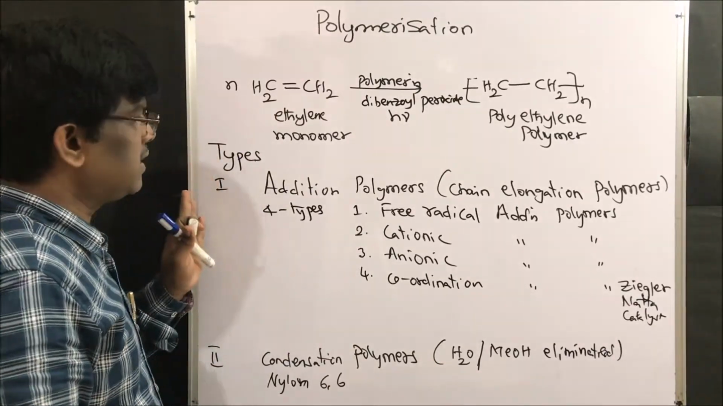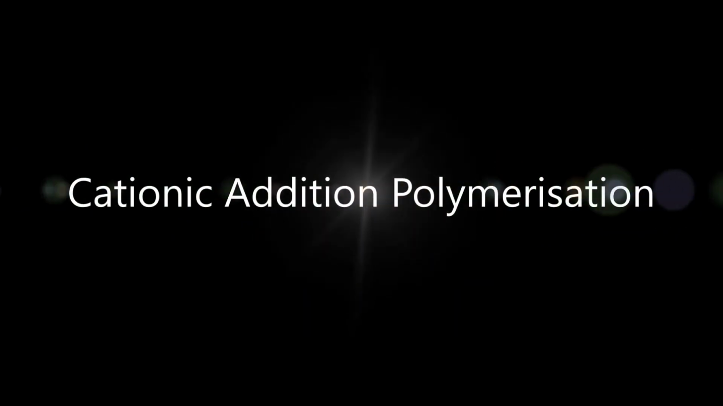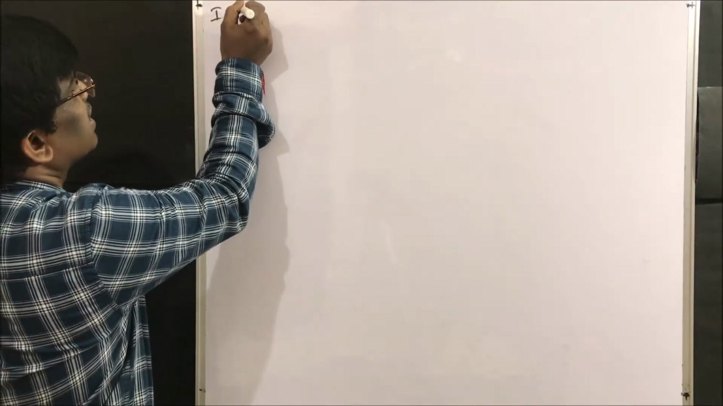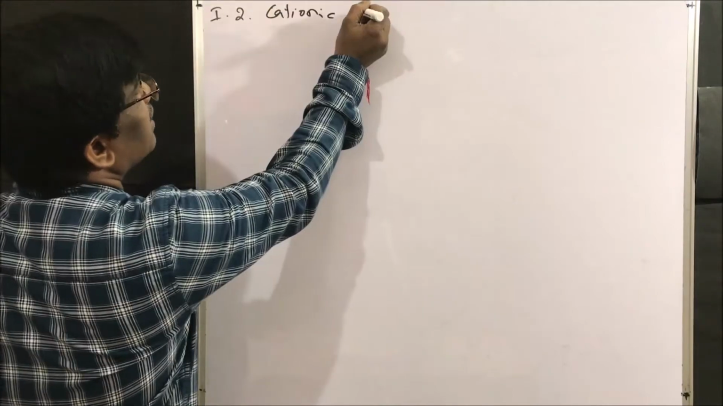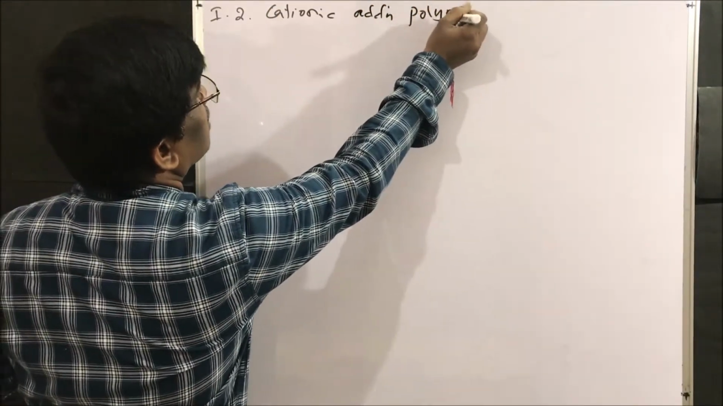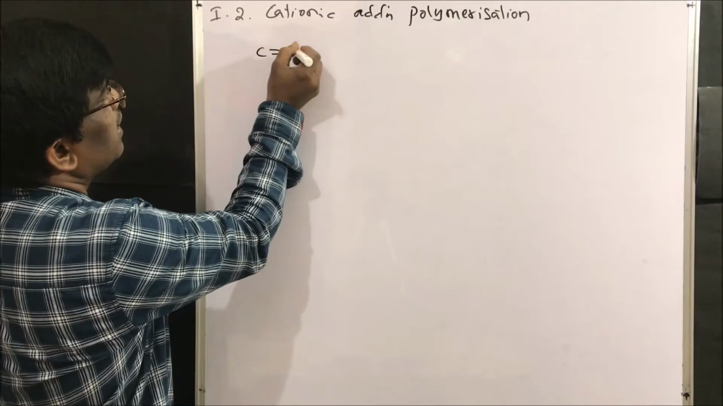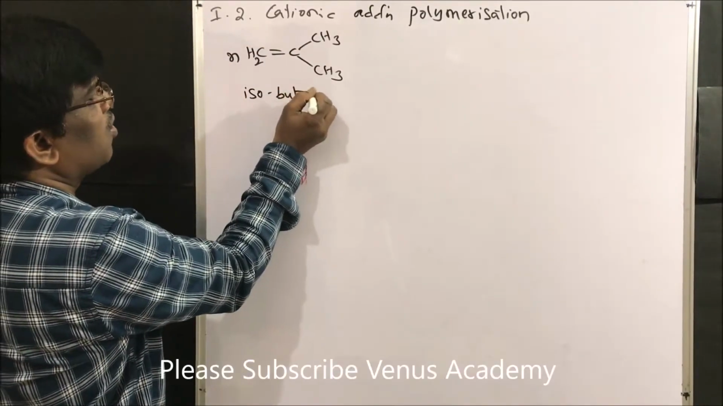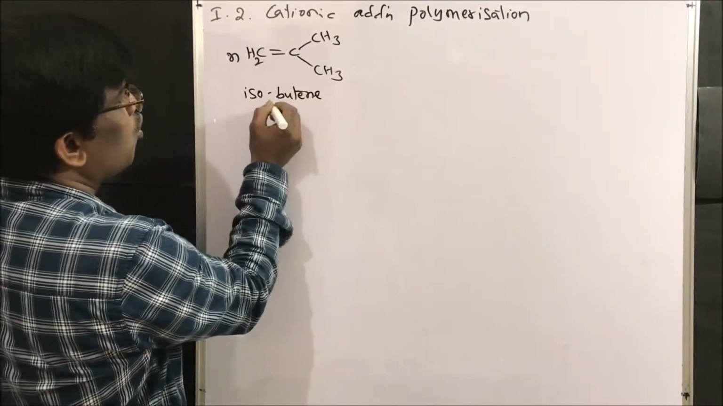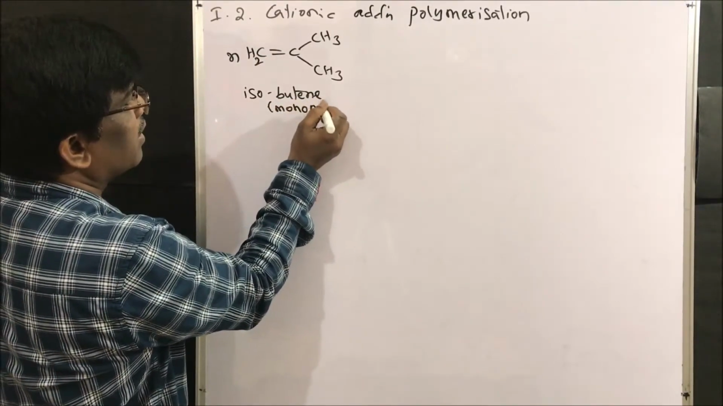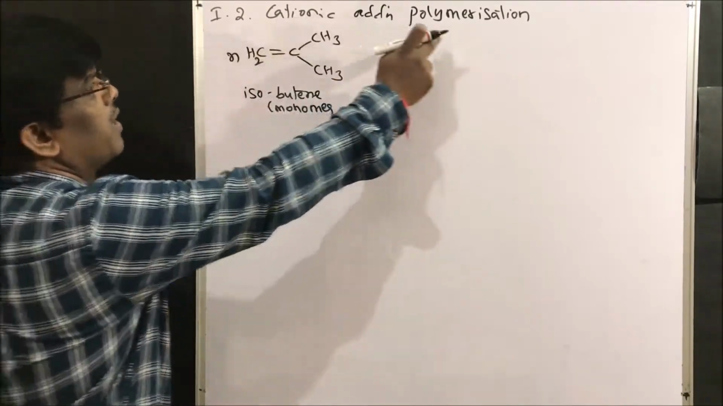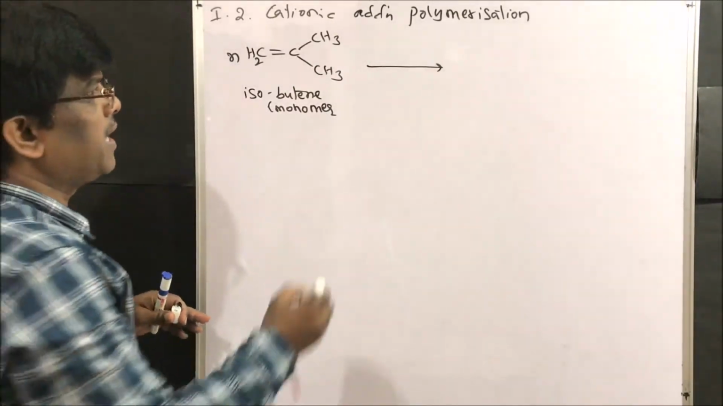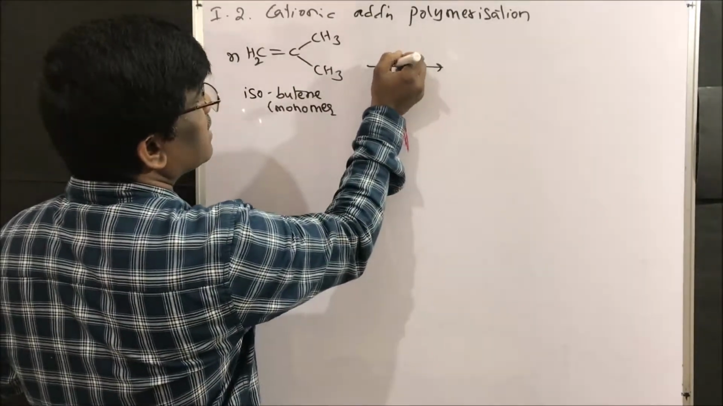Yes friends, so let us take one by one. The second one under addition polymerization is cationic addition polymerization. So let us take isobutene. N moles of isobutene, this is isobutene. This is the monomer. So this polymerization is cationic addition polymerization, which takes place in the presence of an acid catalyst.